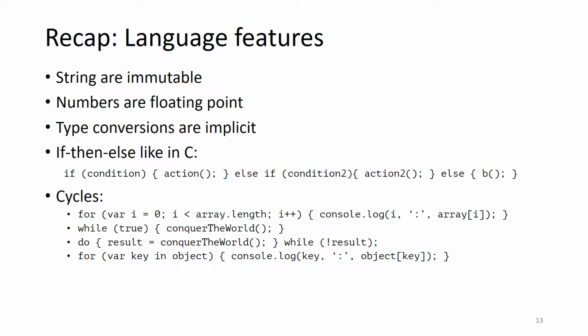And the final cycle, do not mistake this for the same looking cycle from Python. It is actually iterating by the keys of an object. So if I have an object with different keys, I can just iterate over all these keys and print the key and the value this object has.